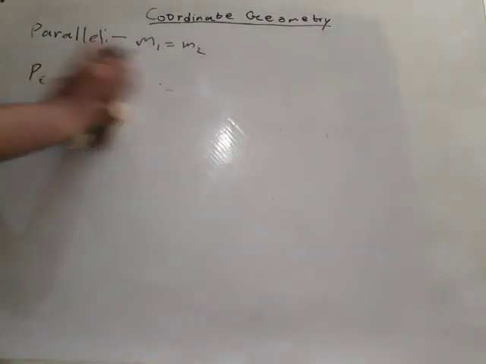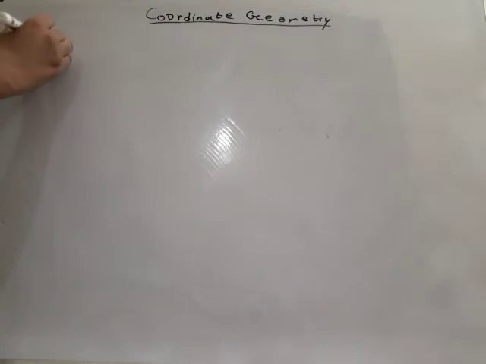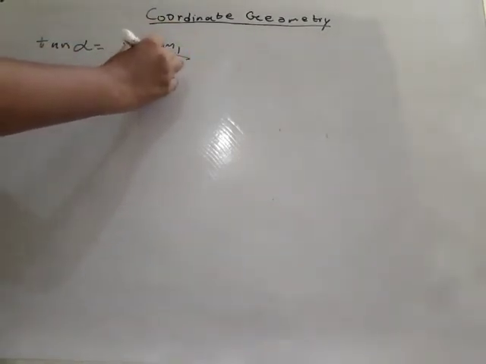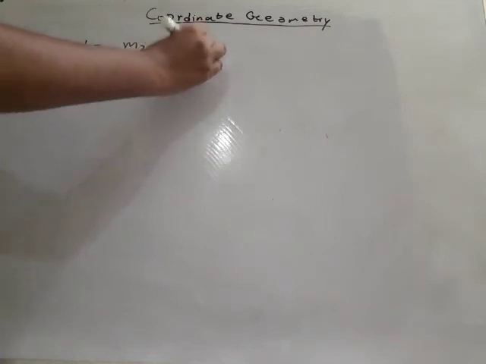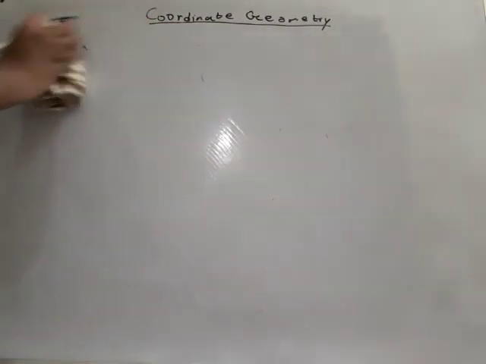And how to find the angle between two lines. If the angle is alpha, tan alpha is given by the slopes of the two lines, let them be m1 and m2. So tan alpha equals the mod of m2 minus m1 by 1 plus m1 m2. It will give the acute angle between the two lines. And now another important part, locus.